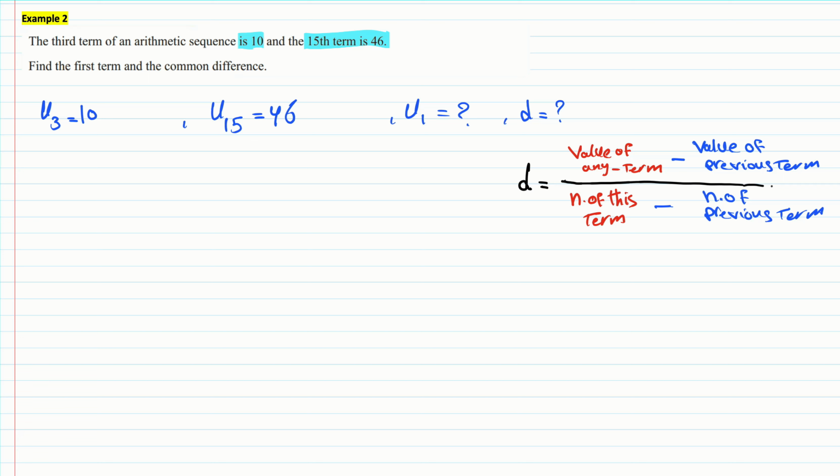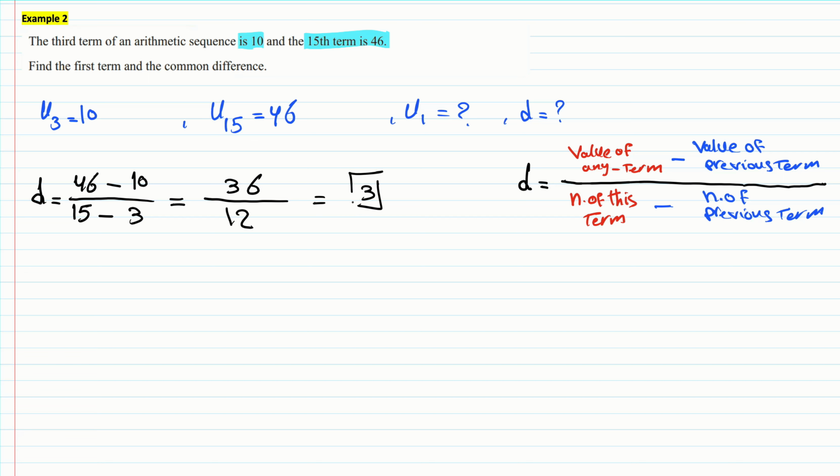Okay, let's apply this to our problem. So d equals the value of any term, always start with the greater term, so 46, minus the value of the previous term, 10, over the number of this term, the one you started with, which is term number 15, minus the previous term number, which is 3. Simplify: 46 minus 10 is 36, over 12 equals 3. So d equals 3.